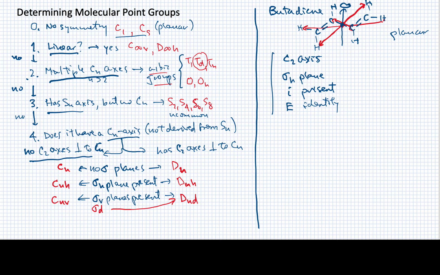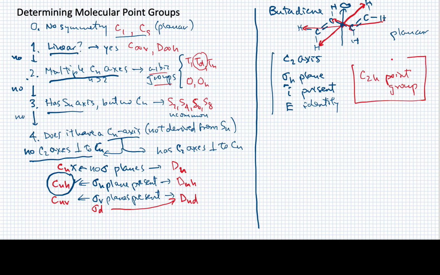It does have a sigma plane, so this is not true. It has a sigma h plane, so this is true. So what this gets us down to is Cnh, which we would identify for this particular molecule as a C2h point group. And that is, in fact, the point group for butadiene.